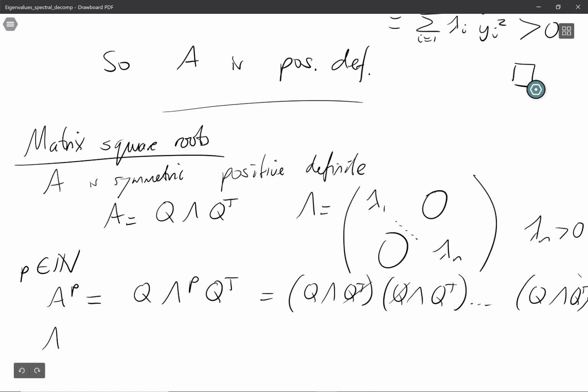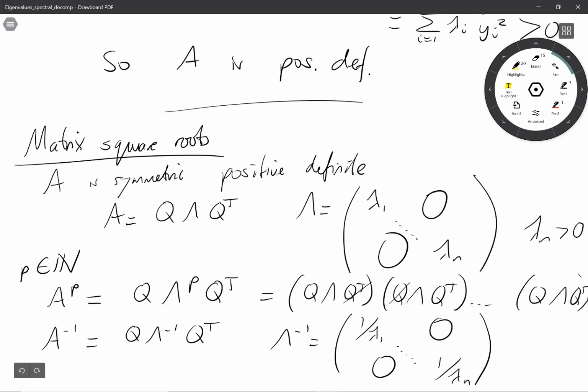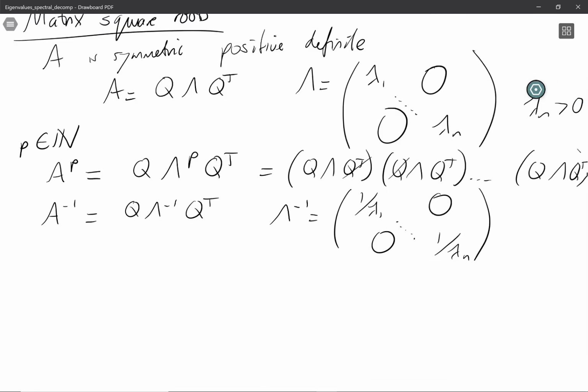We can also write the inverse of A quite easily. This is going to be Q lambda inverse Q transposed, where lambda inverse is still a diagonal matrix, but now on its diagonals it has 1 over all the eigenvalues. So first entry is 1 over lambda 1, down to 1 over lambda n. And because we assumed that A was positive definite, all the eigenvalues are positive, so we can divide 1 by them, and these are all finite still, and so this is an allowable thing to do.